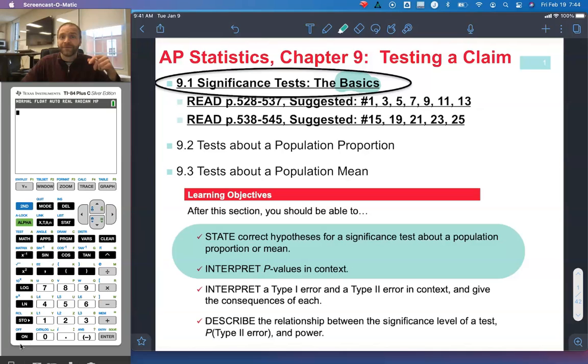Now, we're going to look at the first two objectives in this video, which deal with stating the hypotheses. Notice that is plural. You're going to have two of them for a significance test for a population mean or a population proportion. So notice those are parameters. You're going to interpret a p-value in context. So we're going to have to define a p-value. What does it mean? And learn how to interpret it based off of our results.